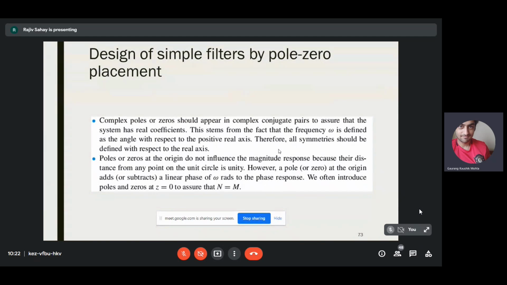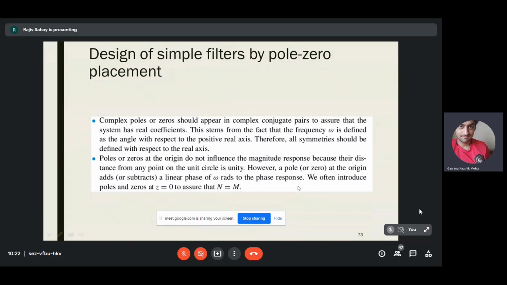Poles or zeros at the origin do not influence the magnitude response, because their distance from any point on the unit circle is unity. The length is unity, therefore the magnitude response is not disturbed. Poles or zeros at the origin don't disturb the magnitude response, but they change the phase response. If you have a pole at the origin, it adds a linear phase of omega radians to the phase response.